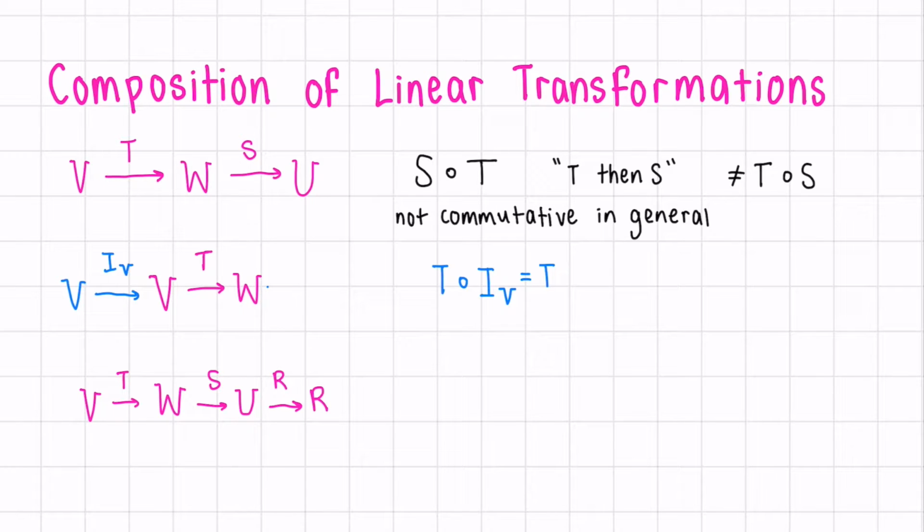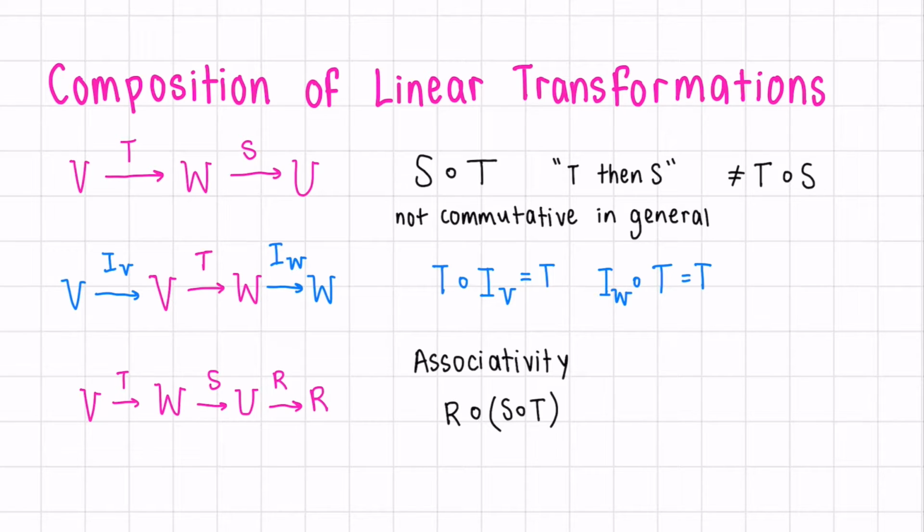If we were to do the identity transformation in W, we could say that T, then the identity transformation in W, is the same as just applying the transformation. If you apply the identity operator to a vector in its space, you'll get back the same vector. It does nothing. Lastly, we have associativity. This means if we apply T, then S, and then R, this is the same as doing T, and then S and R, as long as we don't change the order of these transformations.